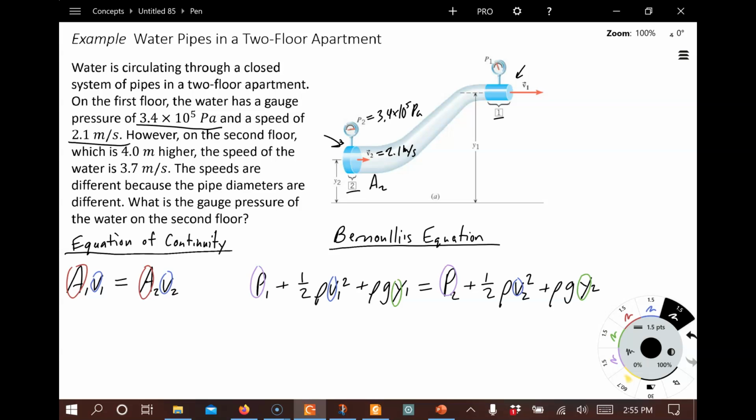We've also got some area there. I'm going to call this again A2. We don't know what that is per se. And we also have some height y. And we don't know what y2 is either, per se, here.